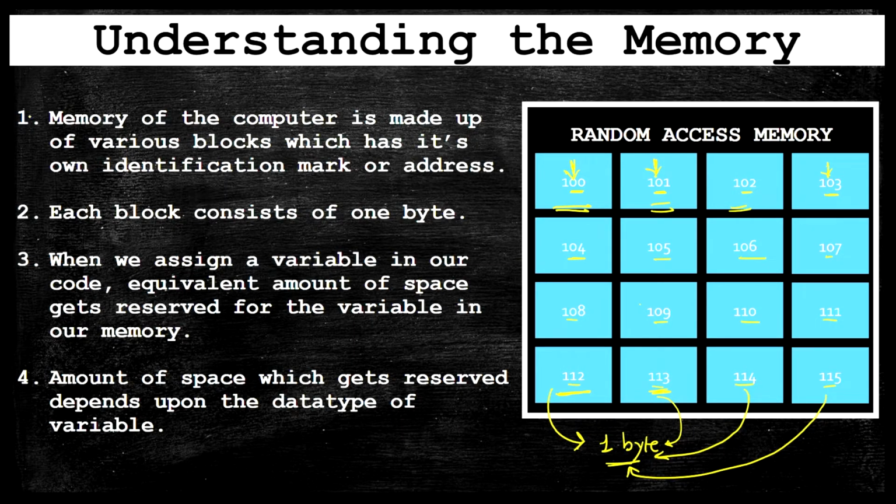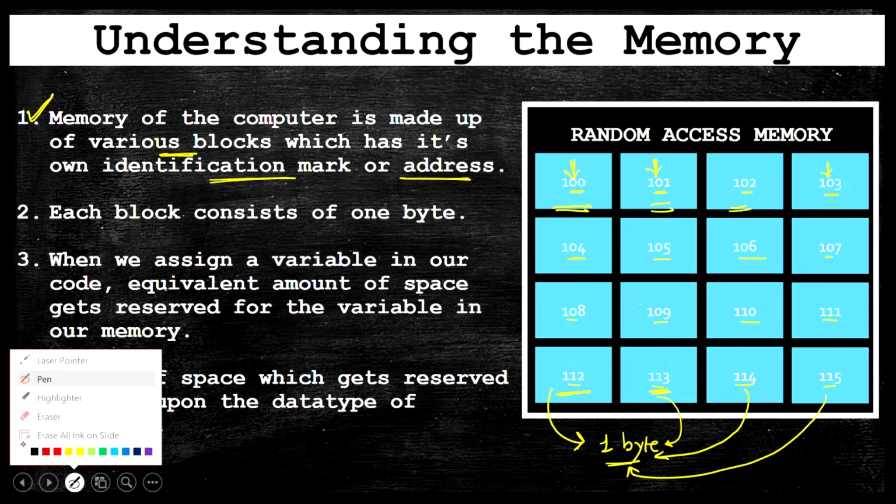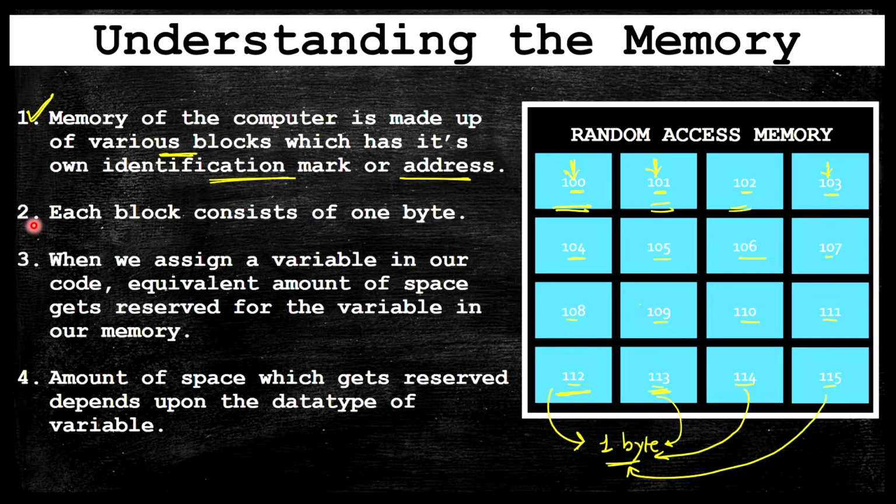So let's read what is said over here. Memory of a computer is made up of various blocks, which have their own identification mark or address, that is 100, 101, 102, right? The next point says that each block consists of only 1 byte. I have mentioned here that each block is made up of 1 byte, right?